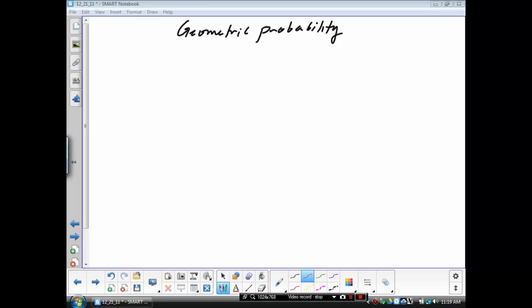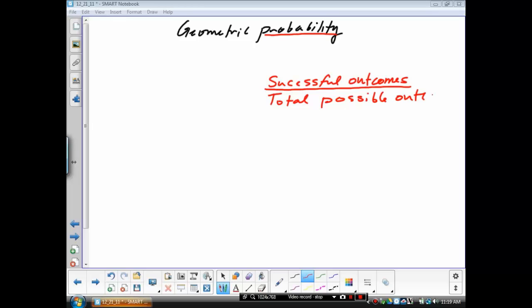Right, so we're working with geometric probability. Anytime you're looking at probability, you have your successful outcomes divided by your total possible outcomes. So it's always a ratio of two things, which goes along with what we've been looking at with ratio of areas.